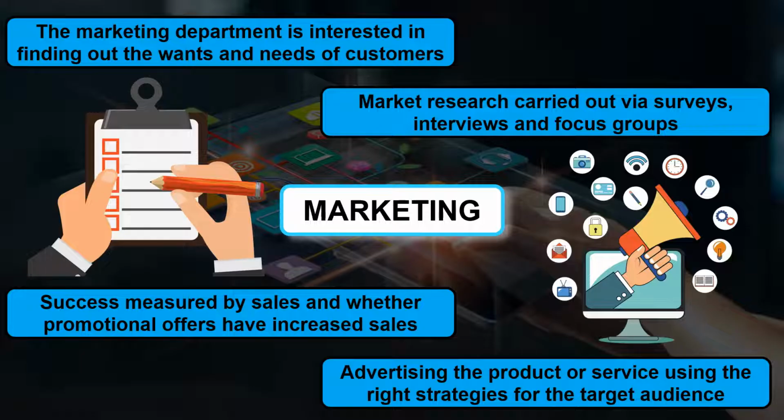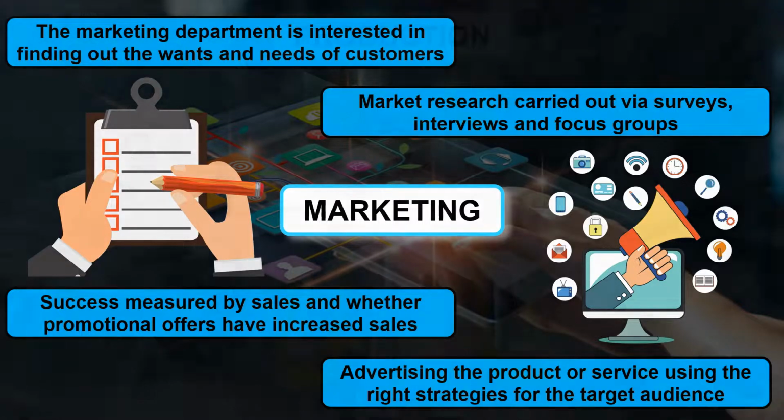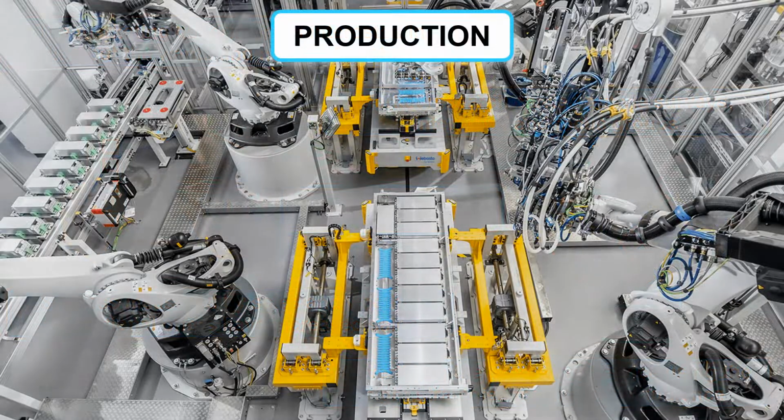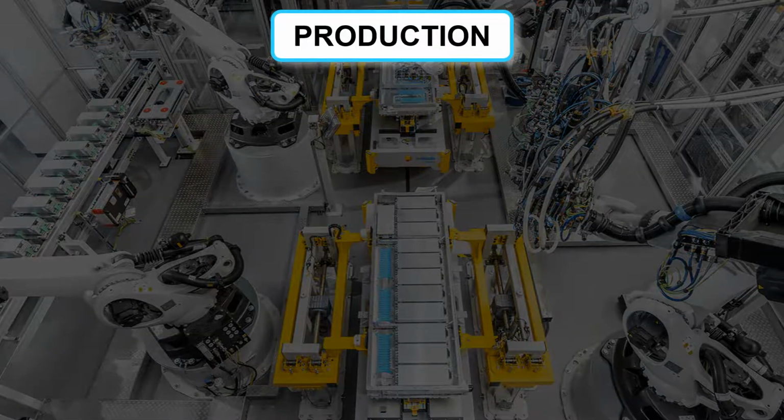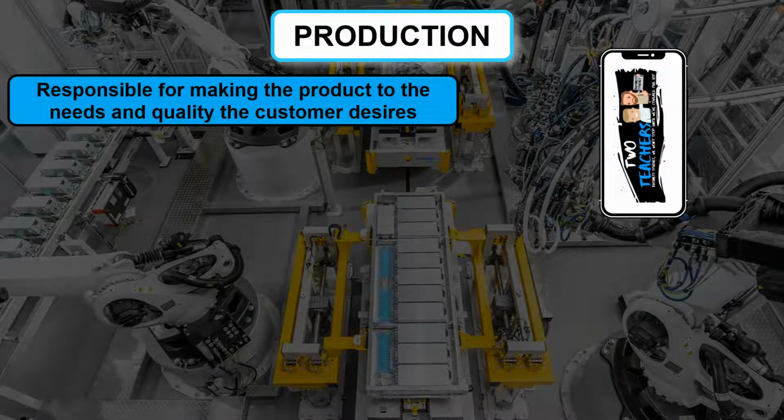A marketing department is important as it keeps the business visible to the consumer, but also keeps them on the pulse of what customers want and need from the business's products. Production. The production department is responsible for making the product. They need to ensure it's designed to meet the needs and wants of the customer identified by the marketing department, but also that the quality of the product is to the standard required.